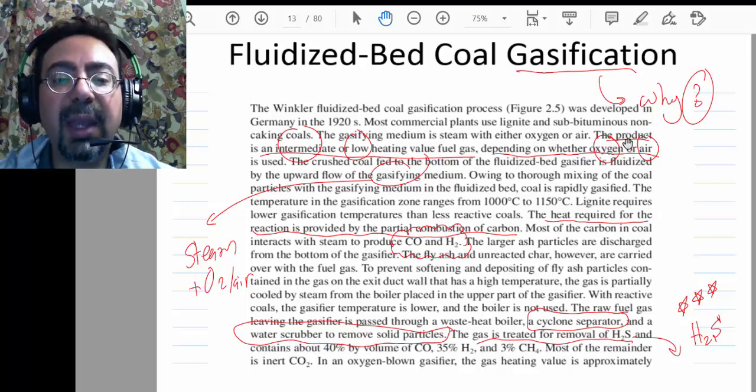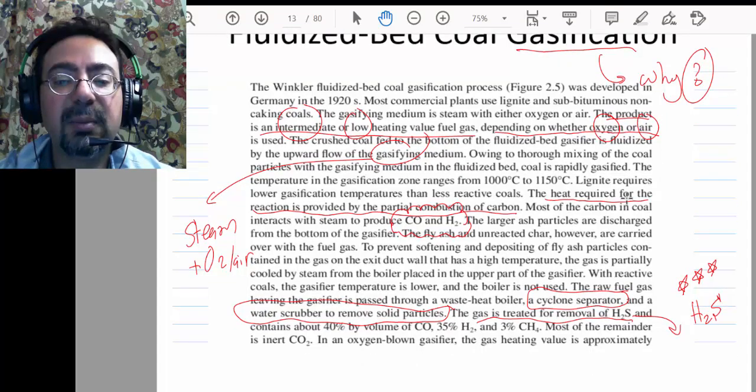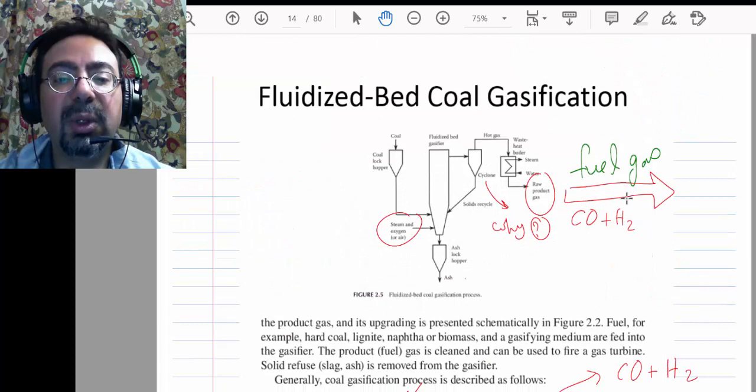Okay, so fluidized bed coal gasification. You turn the coal into gas, and that gas is cleaner to burn, right? So no soot particles will leave.